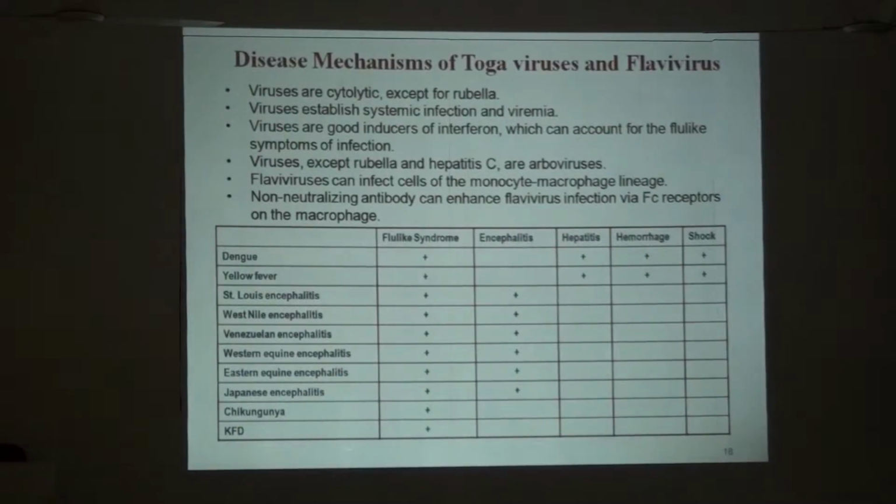Here again, in tabulated form, most of the arboviruses produce a flu-like syndrome, but some produce encephalitis, like Japanese encephalitis, St.